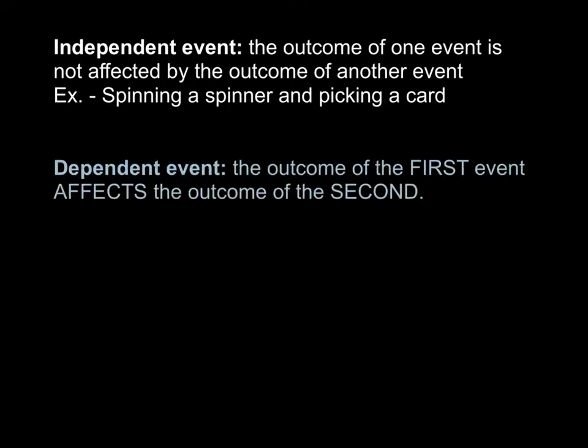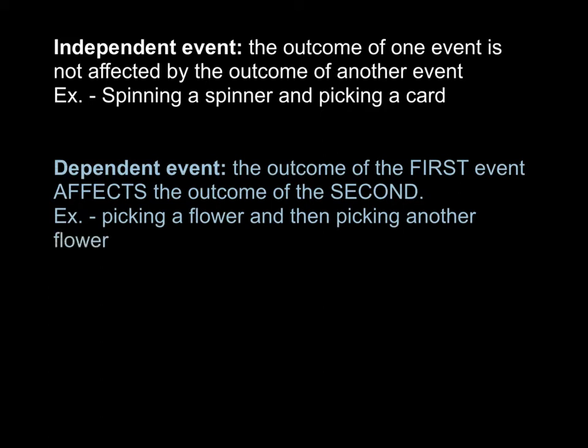On the other hand, a dependent event is one in which the outcome of the first event affects the outcome of the second. And here's an example for that. We've got a row of flowers in our garden. We pick one flower, and then we pick another one. The second event is affected by the first because when I pick the first flower, then there's one less flower for me to choose from. Therefore, those are dependent events.